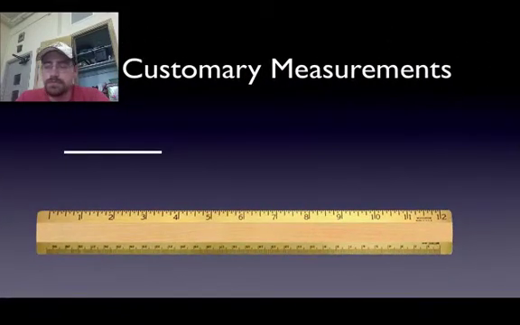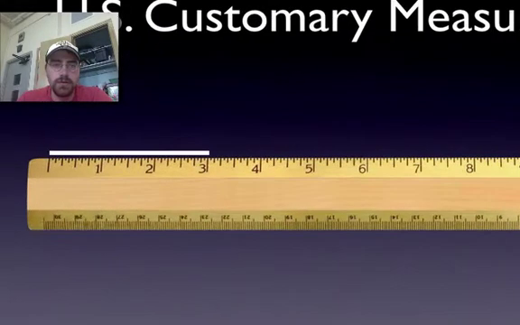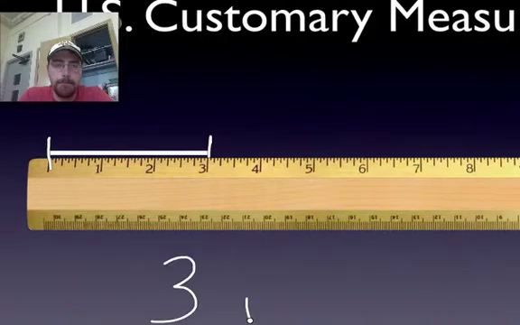Let's do another one. Okay, we're going to line up the 0. Then we're going to see how many inches it is. We know this one is going to be 1, 2, 3 inches. So when we measured it, we lined up our 0, and we know that it is 3 inches. See how we did that? Pretty easy.